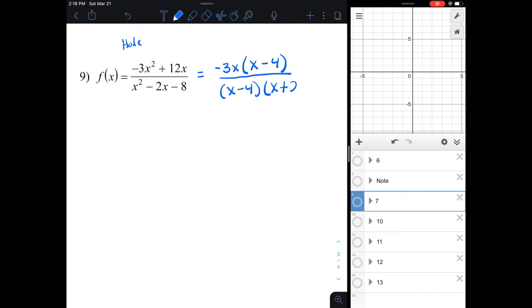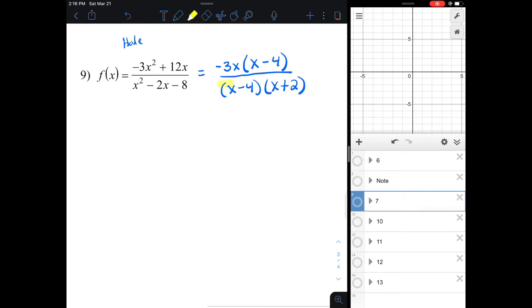Now that it's fully factored, to find the hole, you're looking for a factor that cancels out both the top and the bottom. Because if there is one, that means there's a number that can zero out both the top and the bottom at the same time. Well, that factor is x minus 4. So x minus 4 is the factor that produces the hole. Well, the number that makes the x minus 4 equal to 0 is when x equals 4. That is my hole. So that is how we determine the difference between a vertical asymptote and a hole for a rational function.